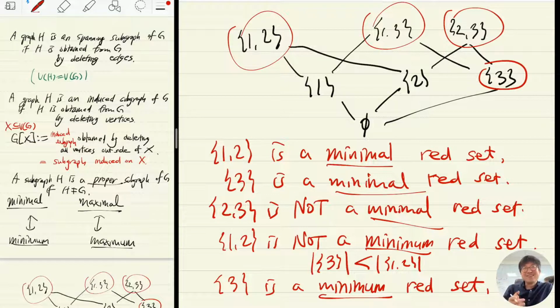So this is the distinction between minimal and minimum. We're going to use this terminology quite often, so you have to be careful. When you say minimum, we're talking about the size. When you say minimal, we're talking about inclusion, inclusion-wise minimal. The same thing is true for maximum and maximal. If some set is maximum, that means its size is maximum. When we say some set is maximal, that means no proper superset satisfies this property.